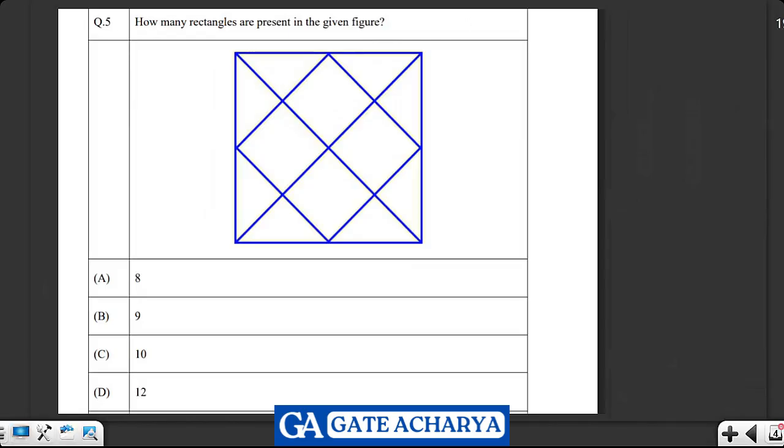Okay. Square is a special case of rectangle. So please tell me how many rectangles are there in the figure. Please try to answer it.